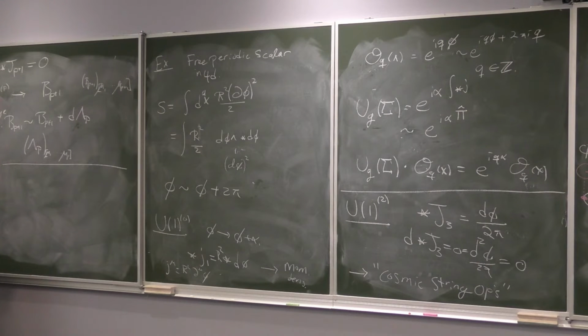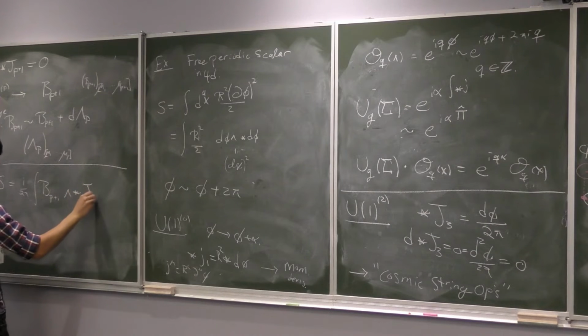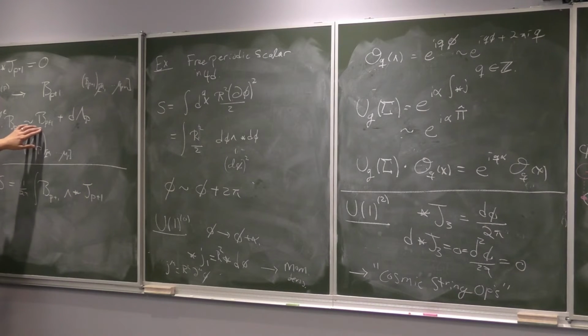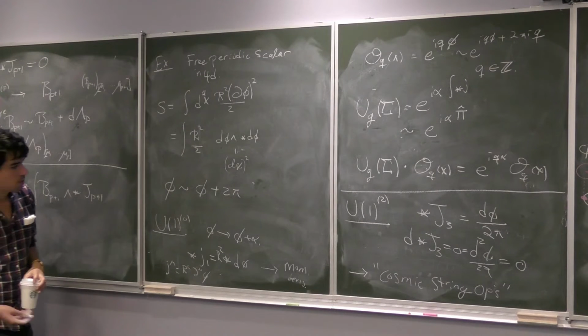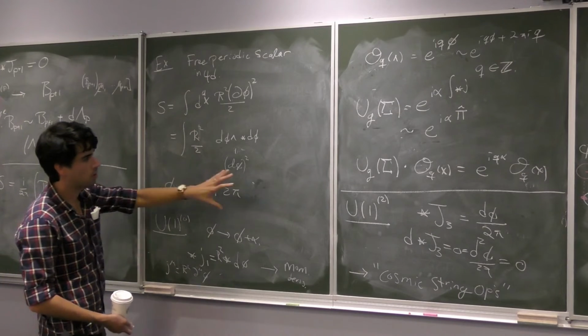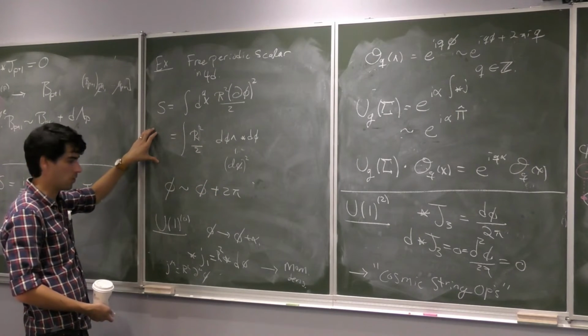So good. And so now, again, we can couple it to the theory by adding a term that looks exactly the same. So you can just write B p plus 1 wedge star J p plus 1. And just by using the same algebra, you can show that this is a gauge invariant coupling. So this is the way you would consistently couple your theory to a background gauge field. Okay, so now we can go back over here to this example, and I can tell you how you would couple this theory to background gauge fields.